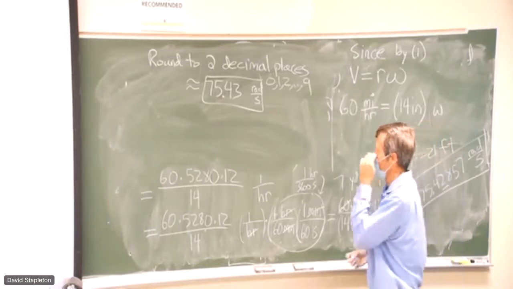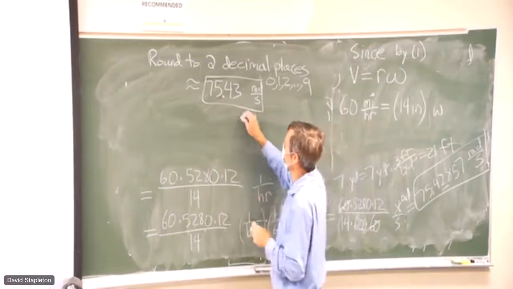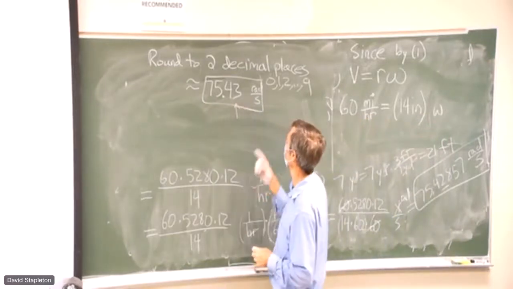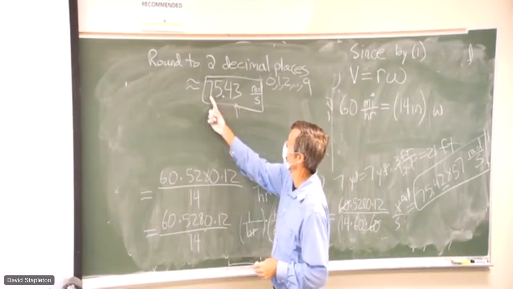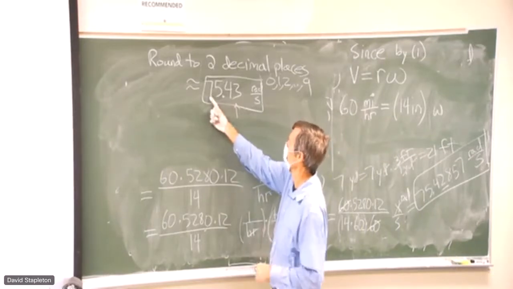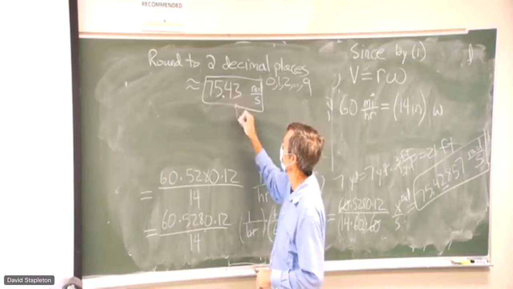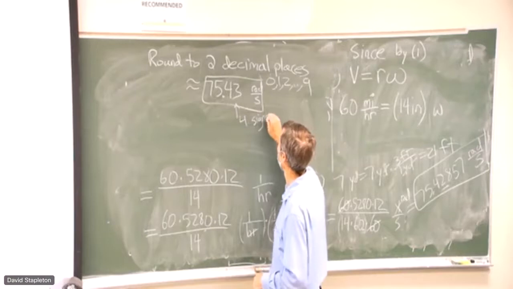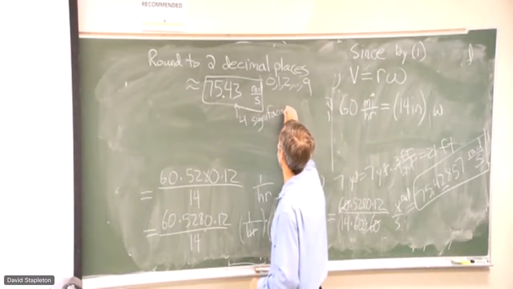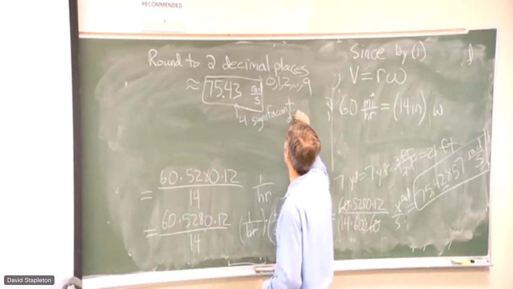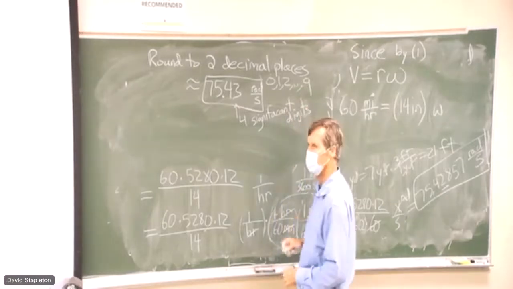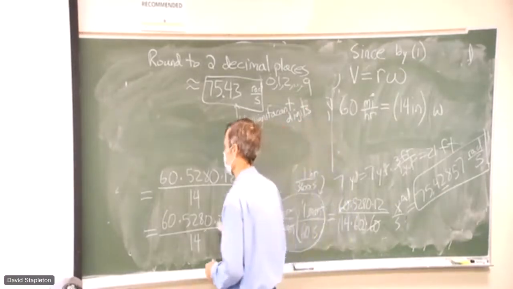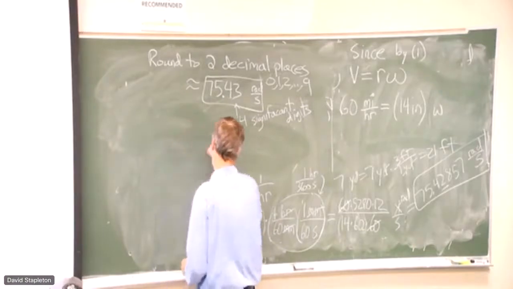Now, if I ask you for significant digits, how many significant digits is this? It's different than decimal places. You start with the first non-zero digit, 1 through 9, and then count: 1, 2, 3, 4. So it's actually 4 significant digits, rounded to 2 decimal places. Occasionally the problems ask you to round to a certain number of digits.